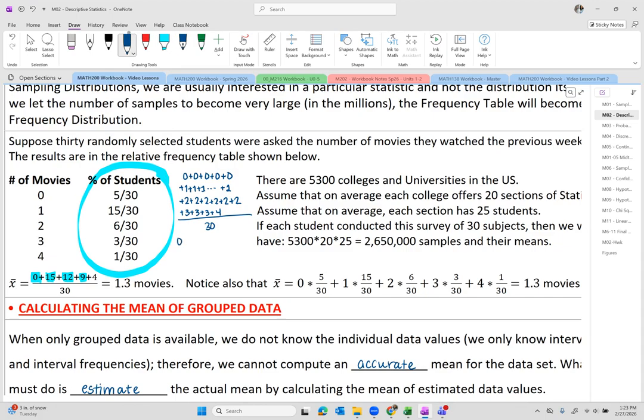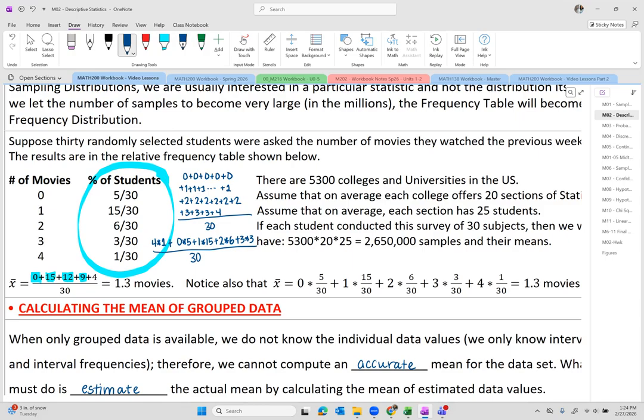We can say 0 times 5, and then 1 times 15, and then 2 times 6, which is a shortcut of adding those this many times, and then plus 3 times 3, and then plus 4 times 1. I'm going to write it here because I don't have space. And then we divide by 30. So that's one option. The answer would be 1.3 movies.